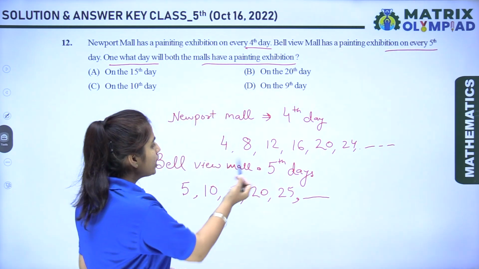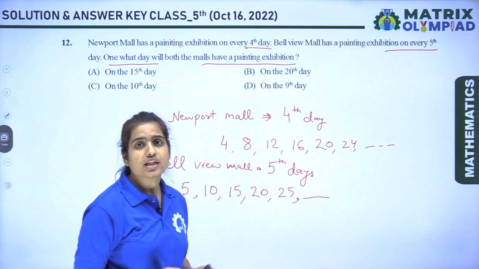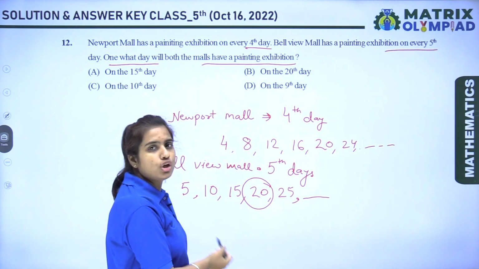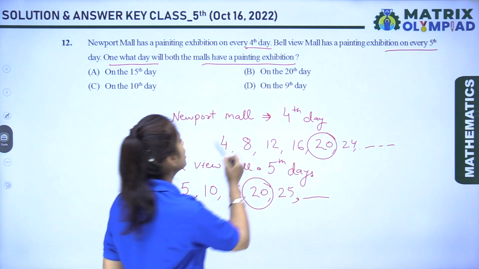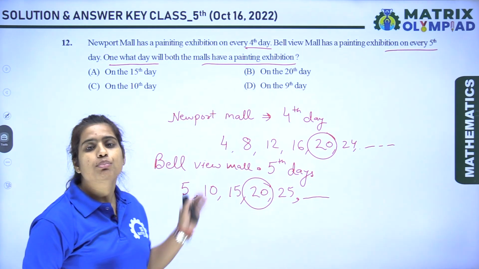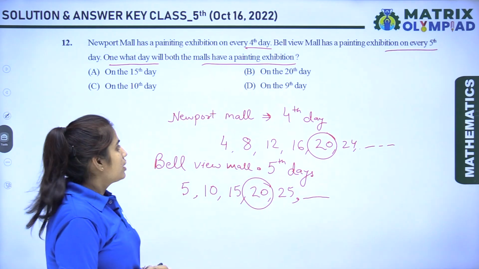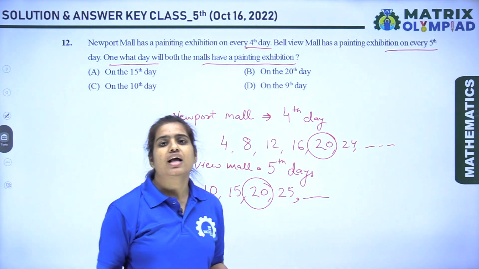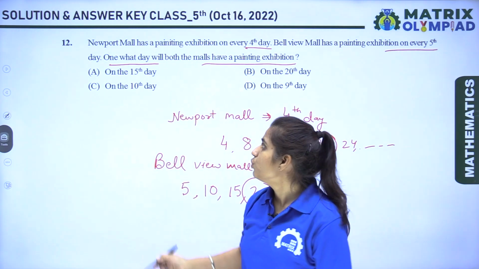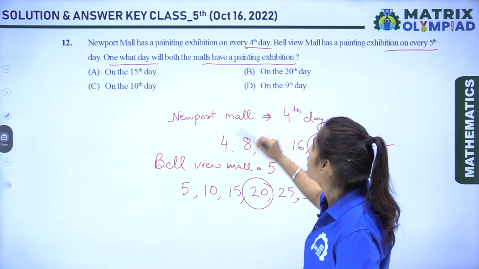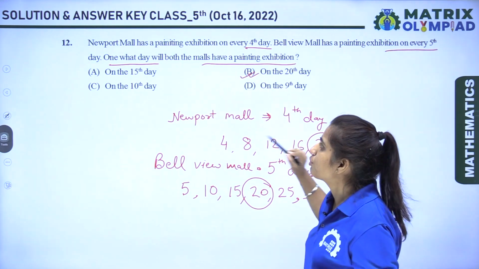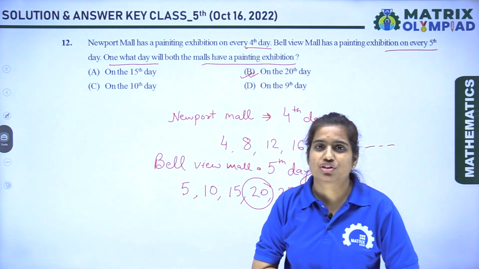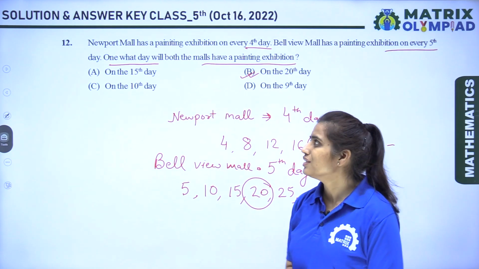Here one thing you can see very clearly: 20 in the Bellevue Mall and 20 in the Airport Mall is common in both the terms. Now we can conclude that on every 20th day they will have the same day exhibition. So according to the options, option B is the correct option, because on the 20th day both malls will have the painting exhibition. I hope you understood this part.